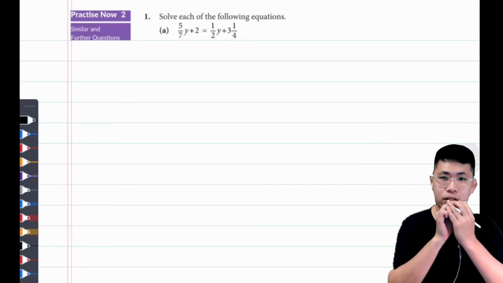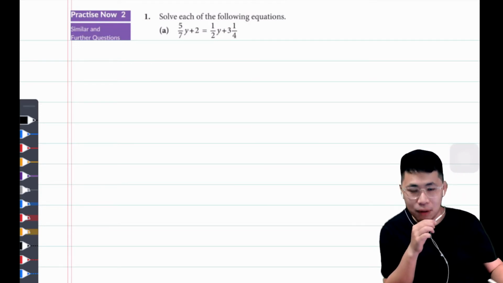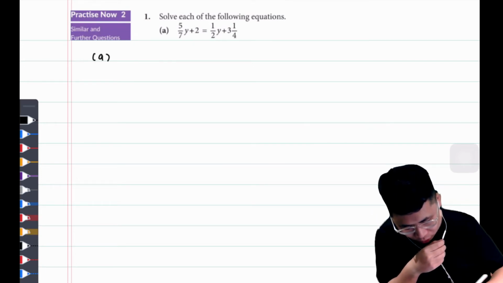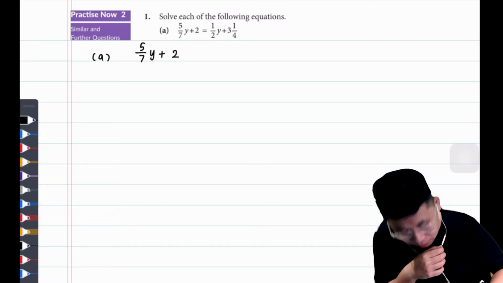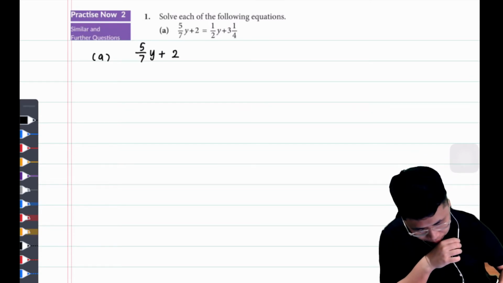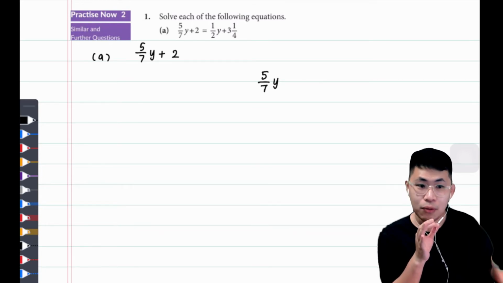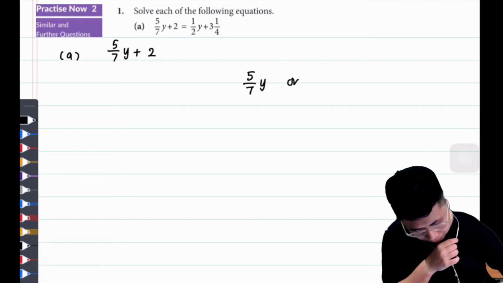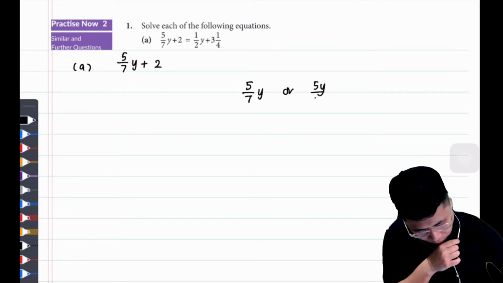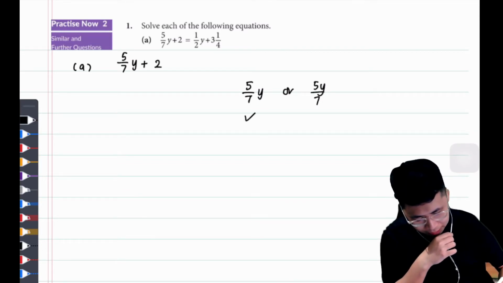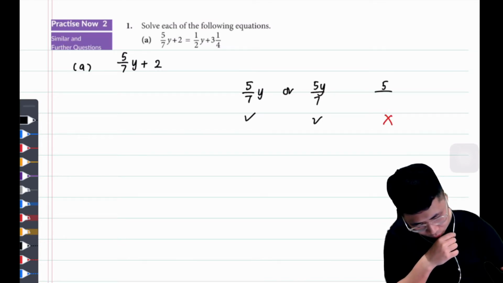Okay, so the last question in this video would be on practice now 2, question 1a. So for question 1a, we are going to look at this equation over here. On the left hand side, we've got 5 over 7y plus 2. When you write this, be careful. We must be very careful to see this is 5 over 7, y is in between. Another proper way to write this is actually 5y over 7. So this is the correct one, this is the correct one.